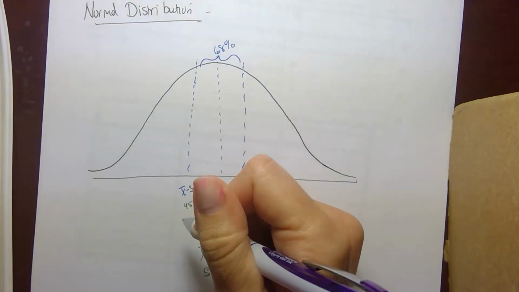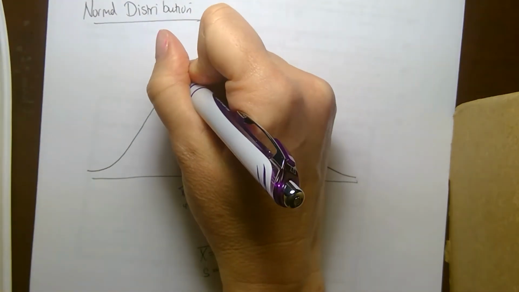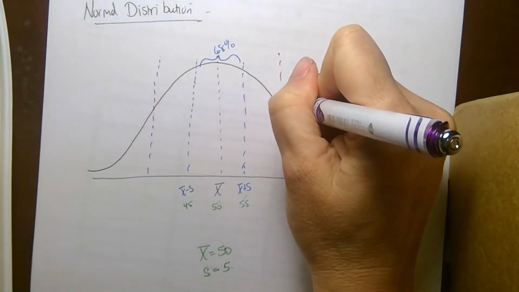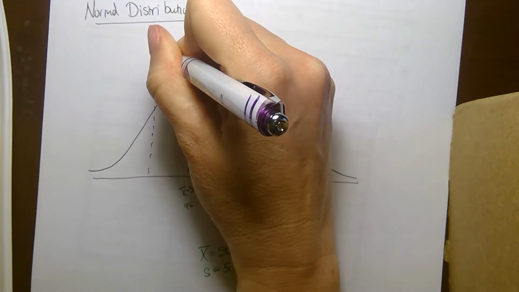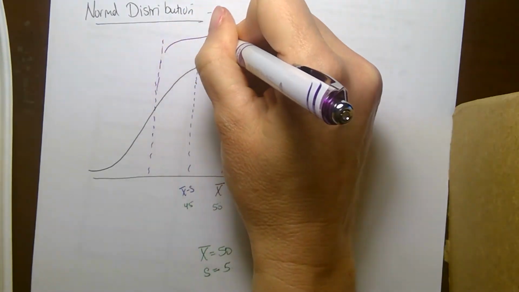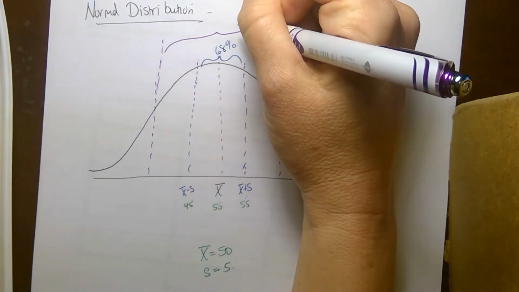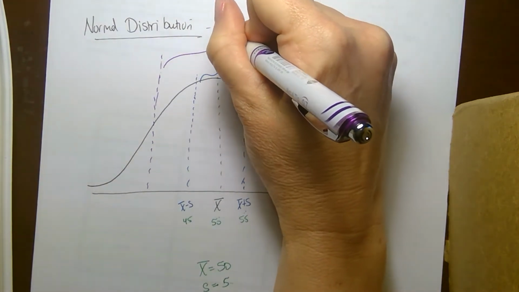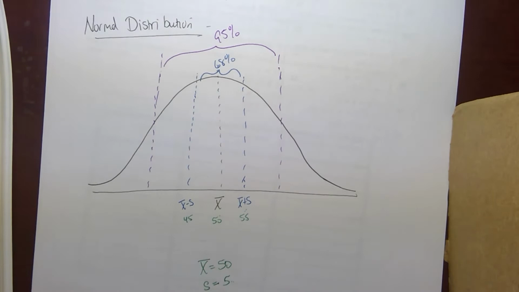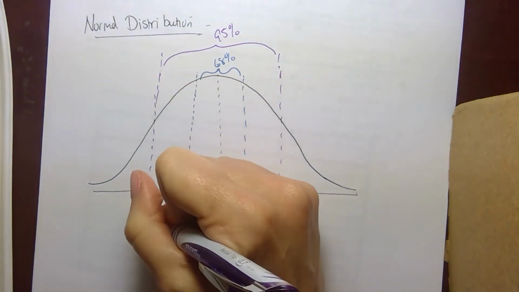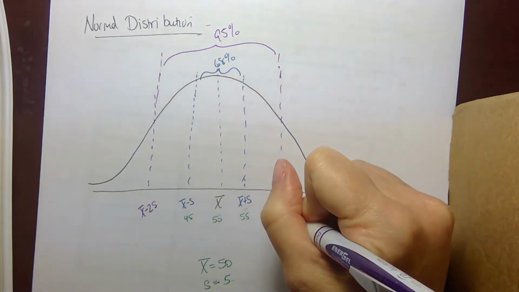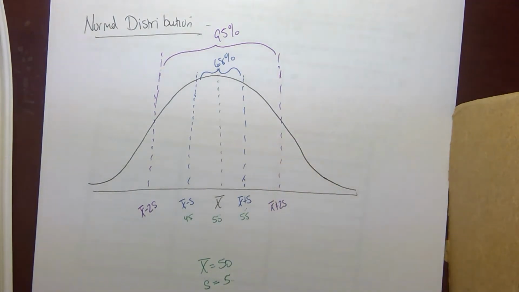If I move out another standard deviation, so let's say I move out here, so that I've gone 2 standard deviations from the mean. Well, once I've moved out 2 standard deviations of the mean, I have included 95% of the data. So this is going to be x bar minus 2s and x bar plus 2s.